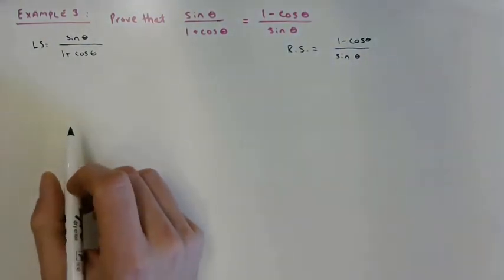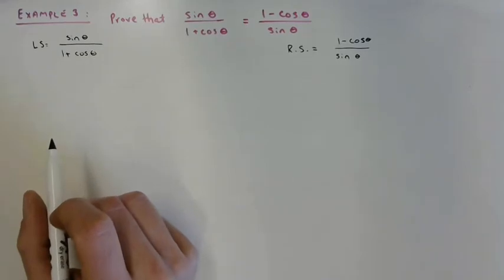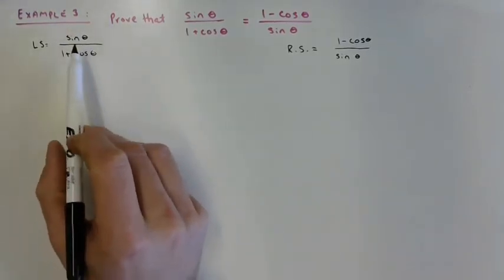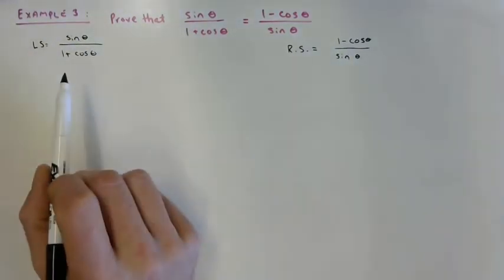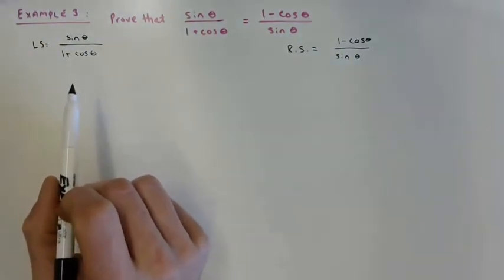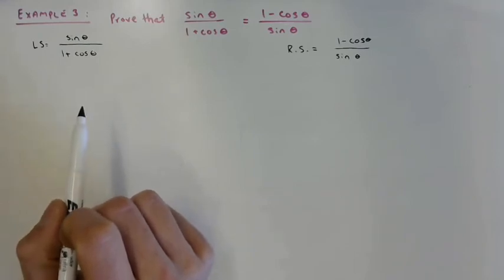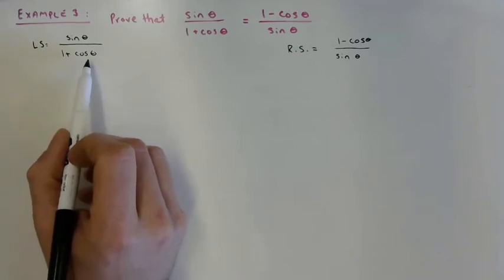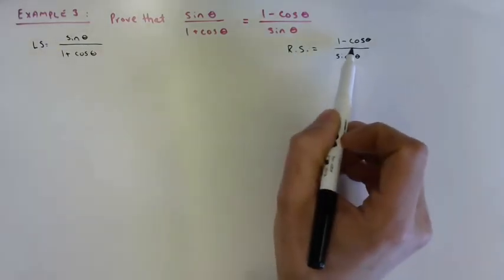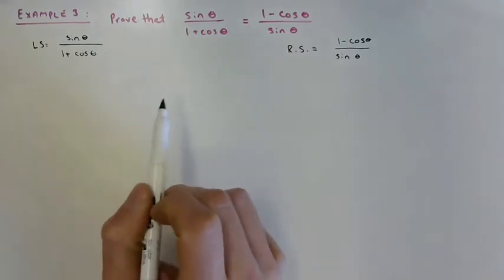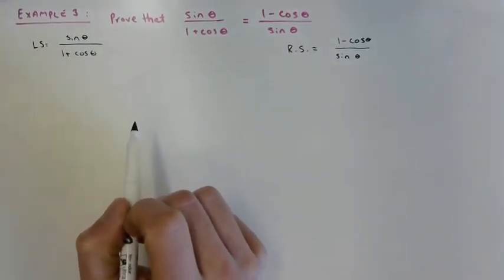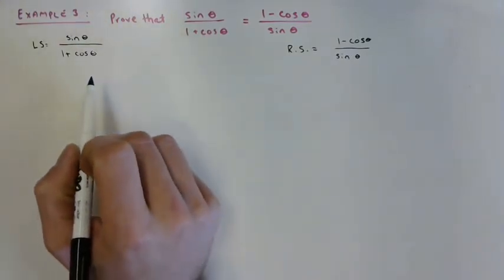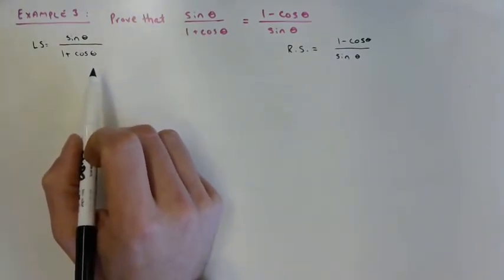Now, I'm looking at this, and one of my favorite tools is the Pythagorean identity, but I don't have any squared terms, so that's not going to work, at least not directly. But I do see something interesting. I do see a 1 plus cos theta and a 1 minus cos theta, and I'm wondering if somehow I can put those together or work with those. Common denominator. Yeah, it's going to have something to do with the common denominator, that's for sure.